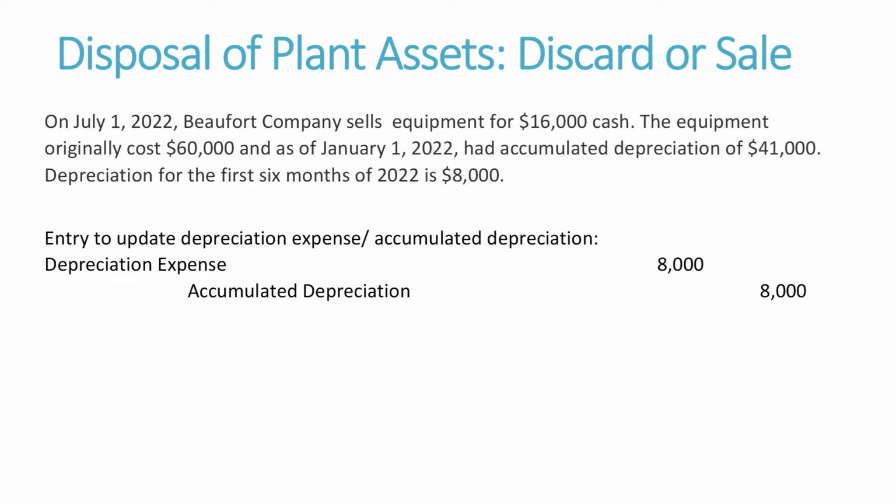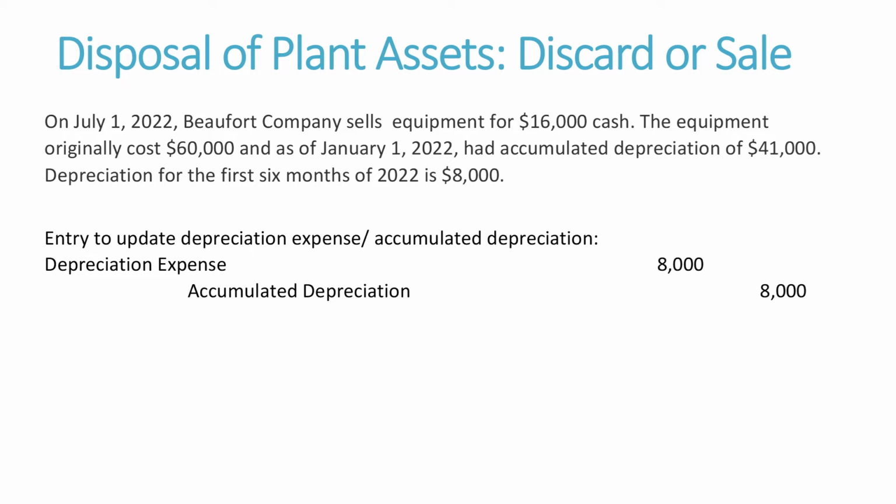On July 1, 2022, Beaufort Company sells equipment for $16,000 cash. The equipment originally cost $60,000 and as of January 1, 2022, had accumulated depreciation of $41,000. So the last time we recorded depreciation would have been December 31, 2021, and so we need to record depreciation for the first 6 months of 2022.